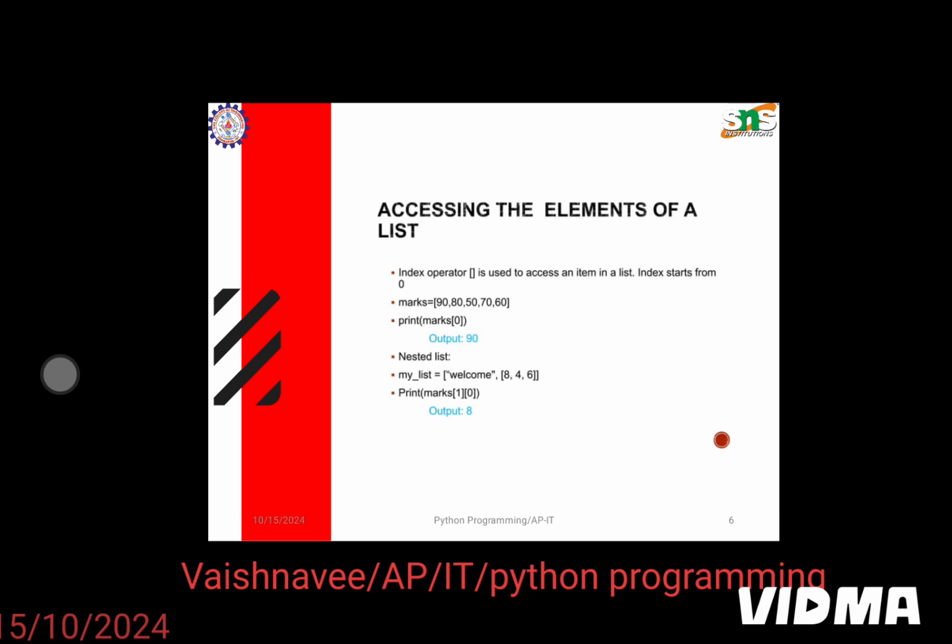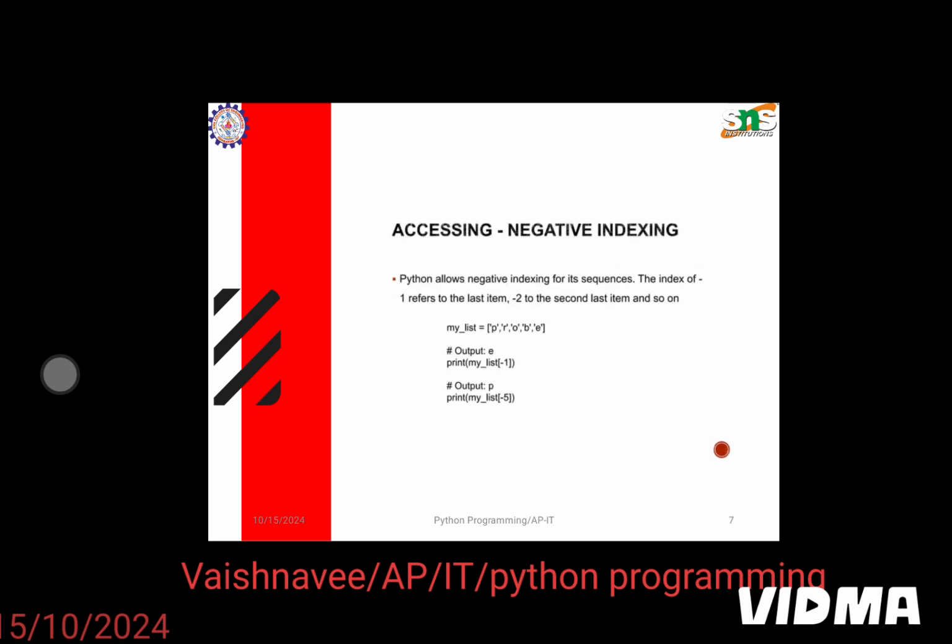Now, accessing negative indexing: Python allows negative indexing for its sequences. The index of -1 refers to the last item, -2 to the second last item, and so on. As we saw in the previous example, PROBE, here my list of -1, that is the last value, E, will be printed. If it is -5, it will print the value P. So this is about the list, which is used to print the values beginning from PROBE.